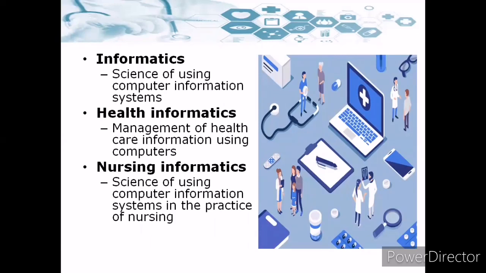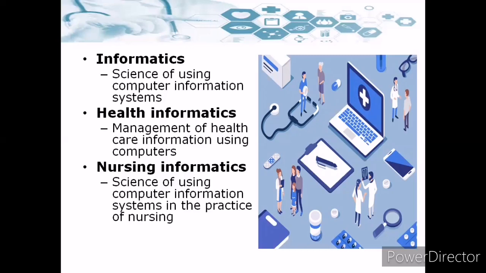Informatics. Informatics is defined as the science of using computer information systems. Science, as you know it, is a body of knowledge. So, using the computer information system. System, as defined, is a set of methods that carry out a common goal. The common goal is to process this information. Health informatics is defined as the management of healthcare information using computers. So the focus here is the management of healthcare information, a very specific type of information which is healthcare.